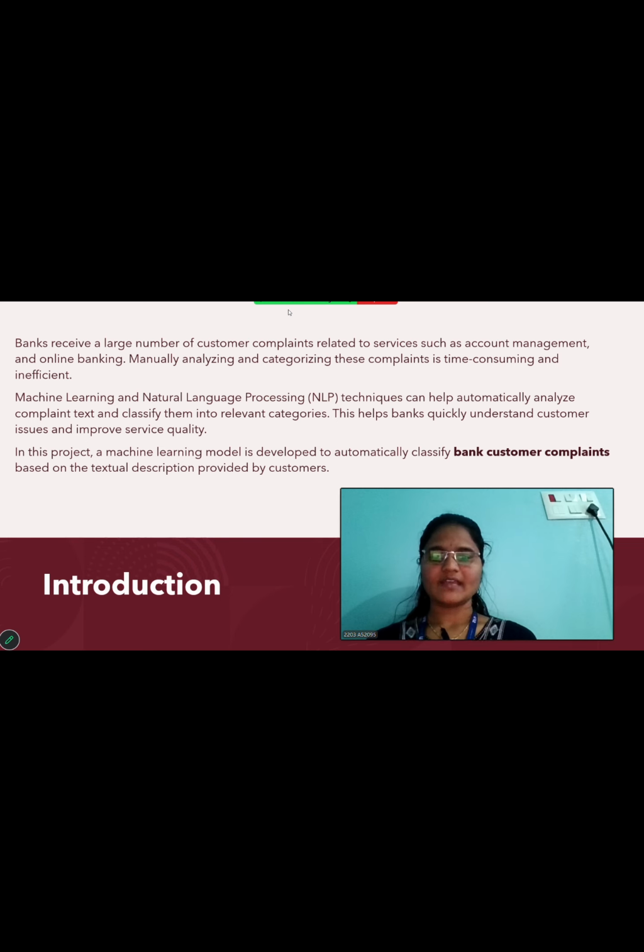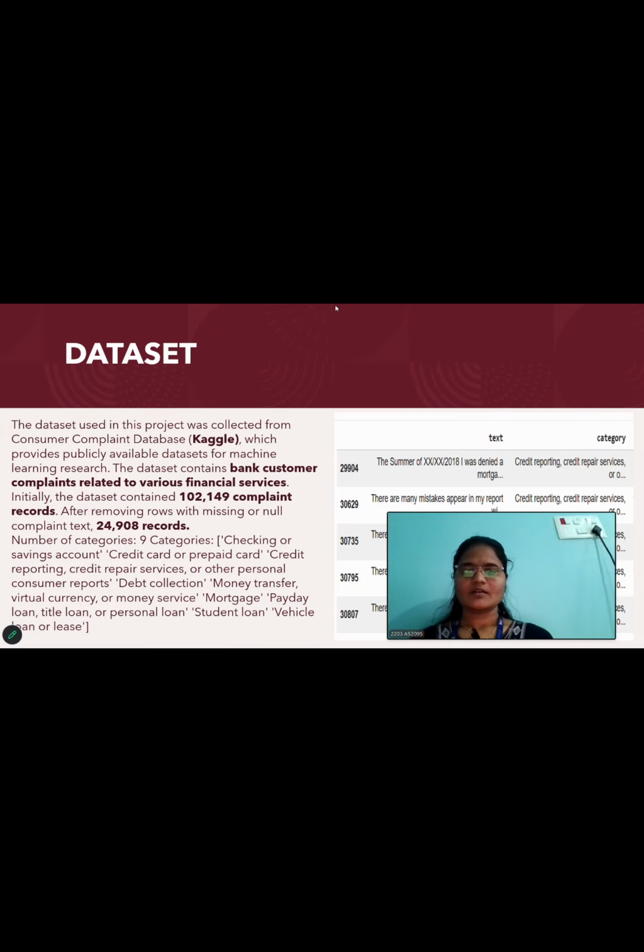Through this project, we aim to improve the way complaints are handled and help organizations respond to customer issues more quickly. Coming to the dataset, we used a dataset collected from Kaggle, which contains financial complaints given by customers. Each record in the dataset includes the complaint text and its corresponding category. Initially, the dataset had some missing values, and after removing those null values, we were left with around 24,000 records.